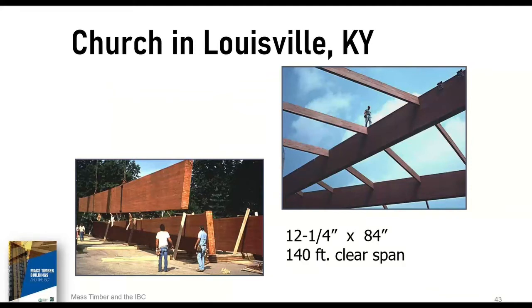Here, these are some pictures from a church in Louisville, Kentucky, showing some of the very large sizes that were provided on that project and during their erection at the church. The elements themselves were 12¼ inches wide by 84 inches deep, and they provided for a clear span of 140 feet for the roof. So very, very large.